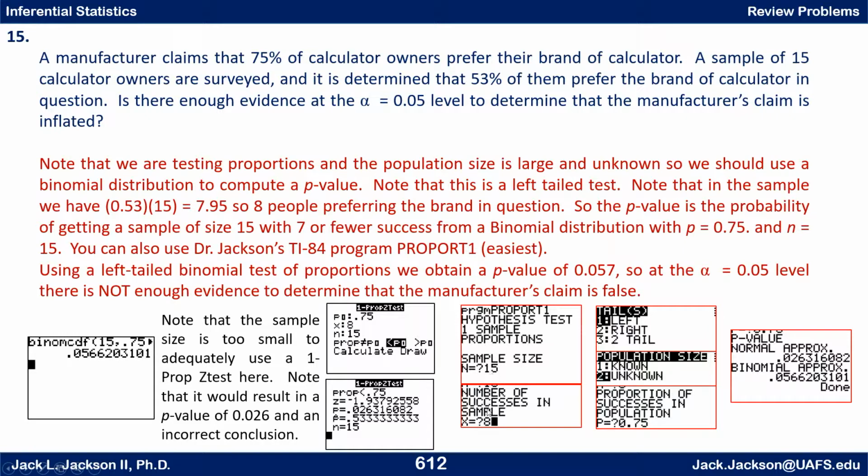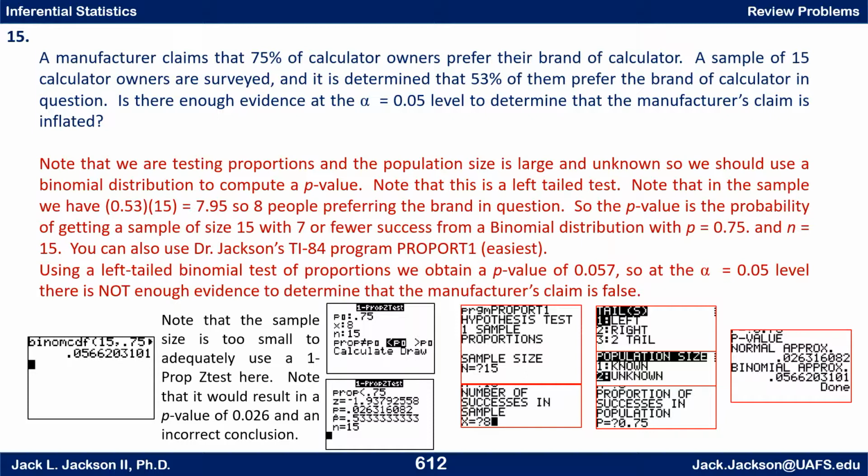Sample size is 15. Number of successes in the sample is 8. It's a left-tail test. Population size is unknown. The proportion of successes in the population is 0.75. The p-value given by a normal approximation, which is what a 1 proportion z test would give you, is 0.026. The binomial approximation, which is much closer and is the best value we could get here, is 0.056. At the 0.05 level, there's not enough evidence to determine the manufacturer's claim is false.